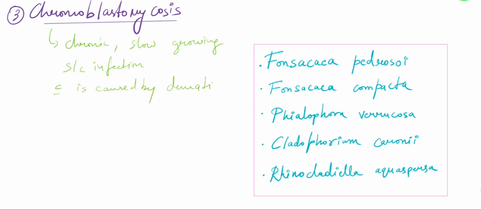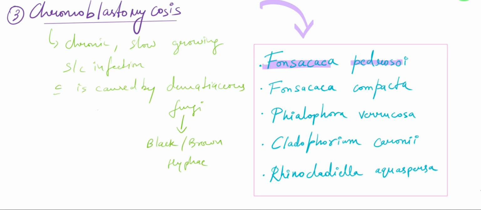dematiaceous fungi. We already know these are the ones which are producing black or brown colored hyphae, and these are actually the ones which are causing chromoblastomycosis. So we have Fonsecaea pedrosoi, Fonsecaea compacta, Phialophora verrucosa, Cladophialophora carrionii, and Rhinocladiella aquaspersa.